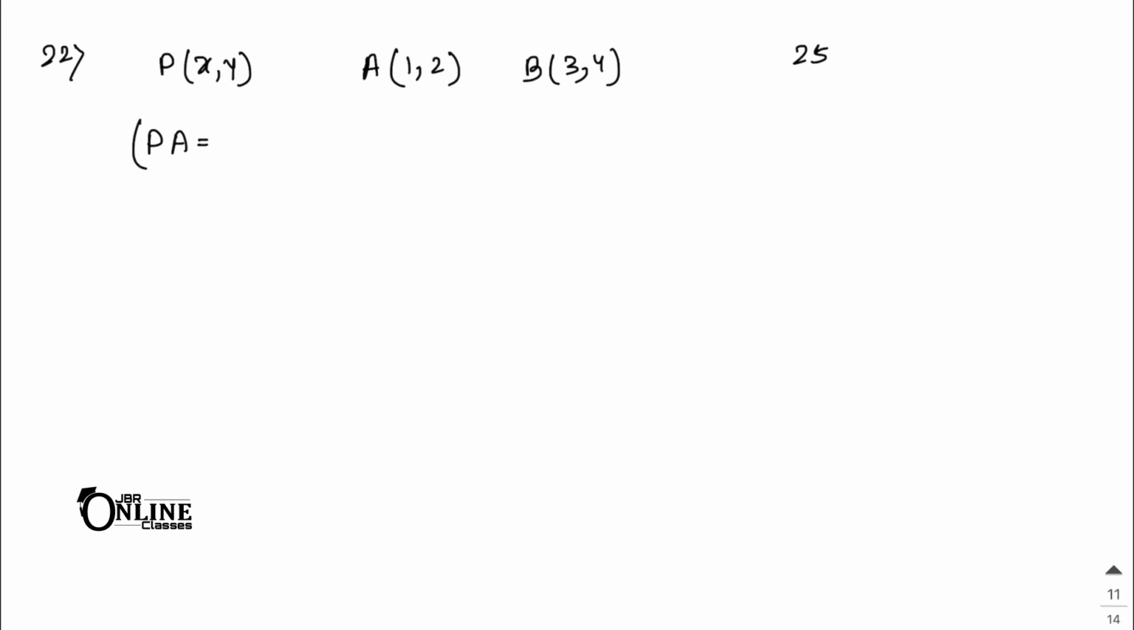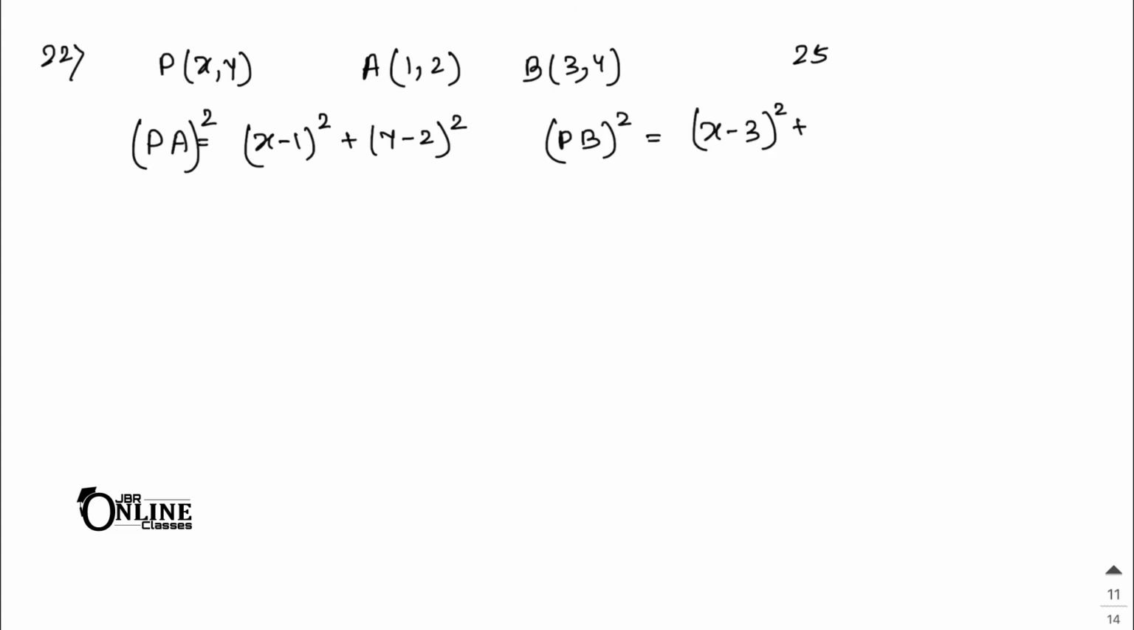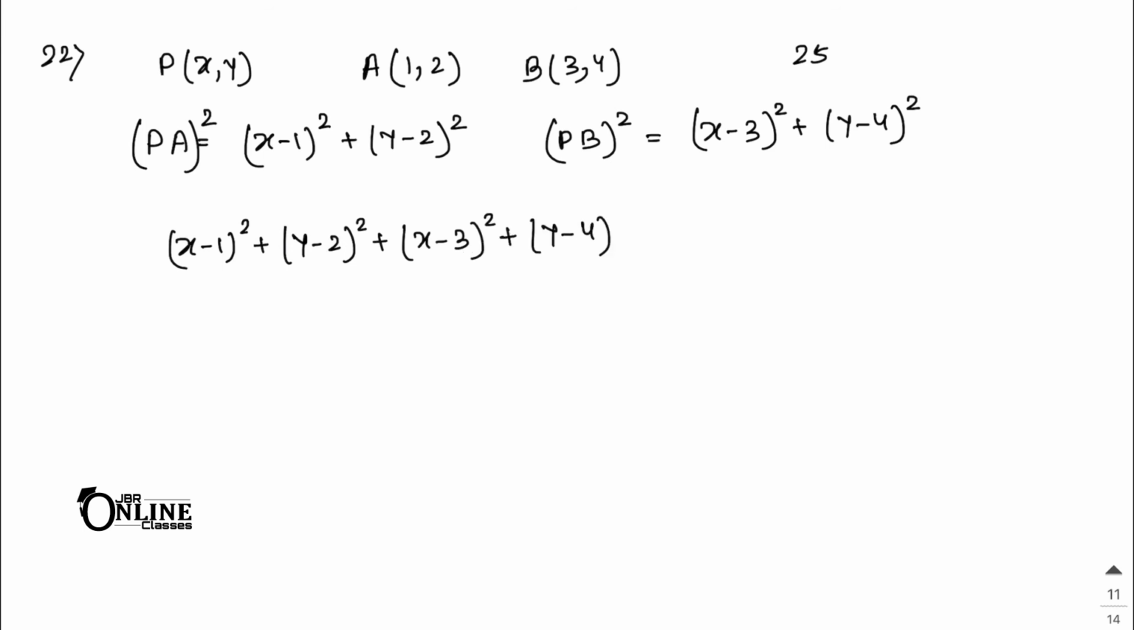PA square of the distance will be (x minus 1) whole square plus (y minus 2) whole square. And the square of the distance of PB will be (x minus 3) whole square plus (y minus 4) whole square. Now the addition: (x minus 1)² plus (y minus 2)² plus (x minus 3)² plus (y minus 4)² equals 25.